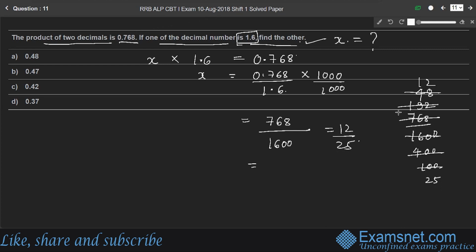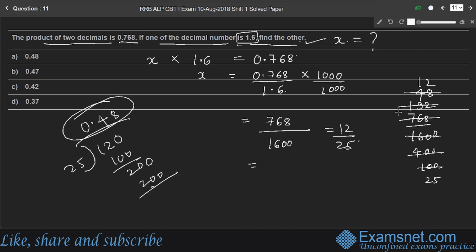12 by 25 means, dividing by 25: 0.0, 25 into 4 is 100, so 20 is the remainder. Take 0, 25 into 8 is 200. Therefore, 0.48 is the other decimal number. Therefore, option A is the right answer.